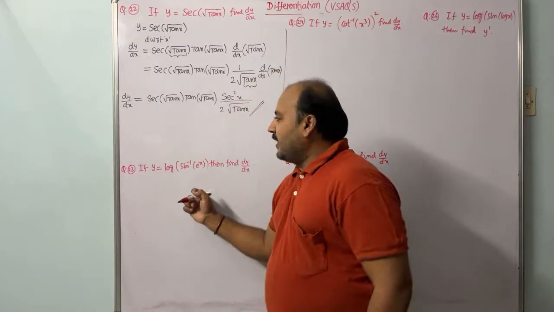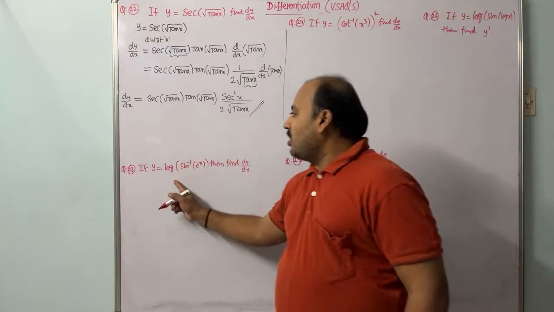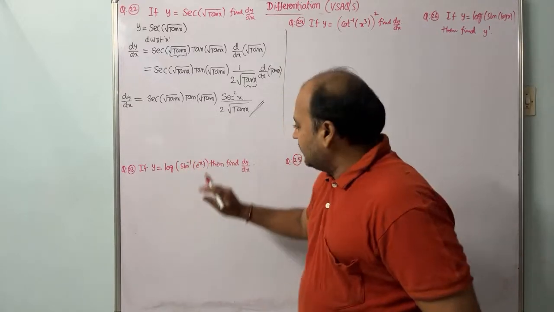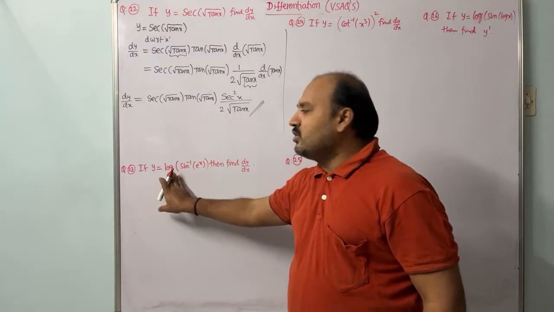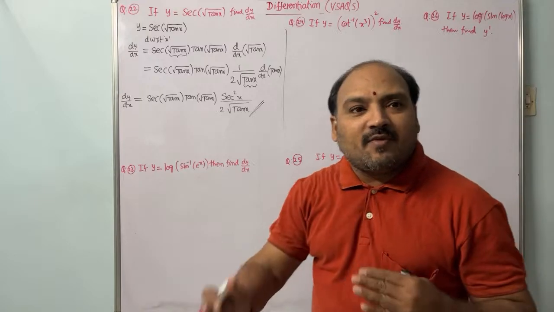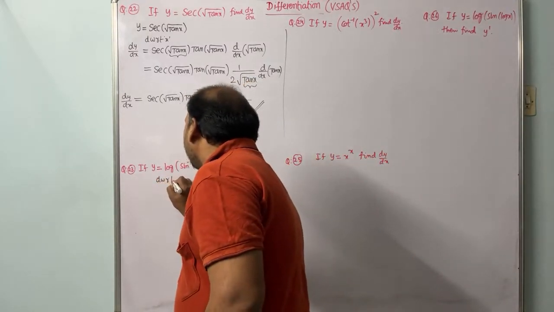Let us come to another question. If y equal to log of sin inverse of e power x. First, sin inverse of e power x, you can take as one function. So it is looking like log f of x. What is the derivative of log f of x? 1 by f of x only. So differentiate with respect to x.